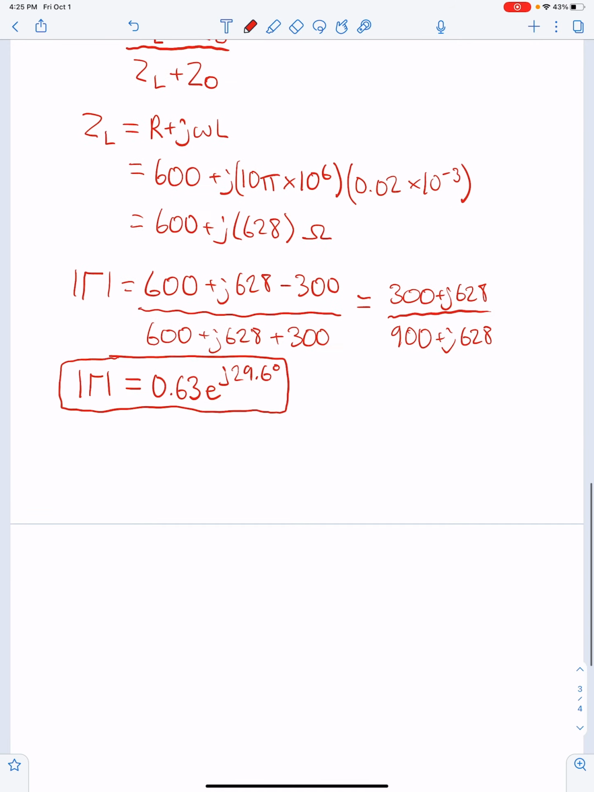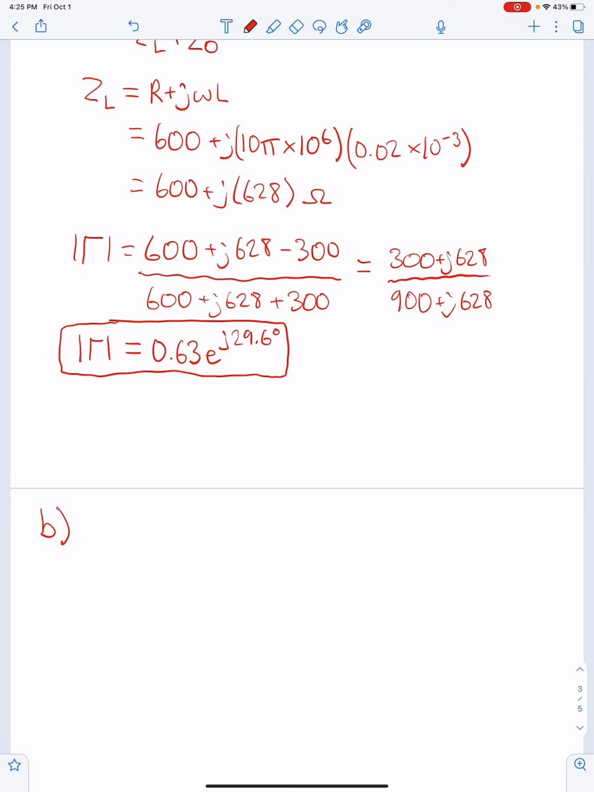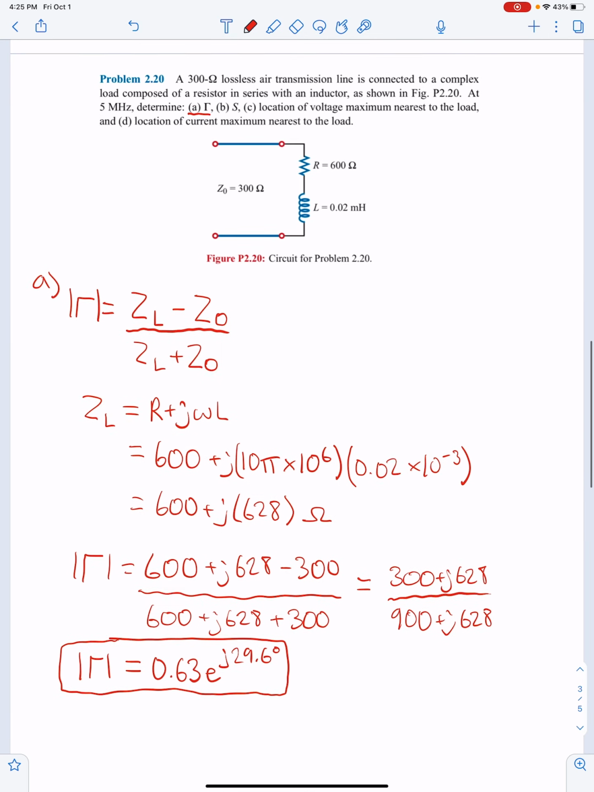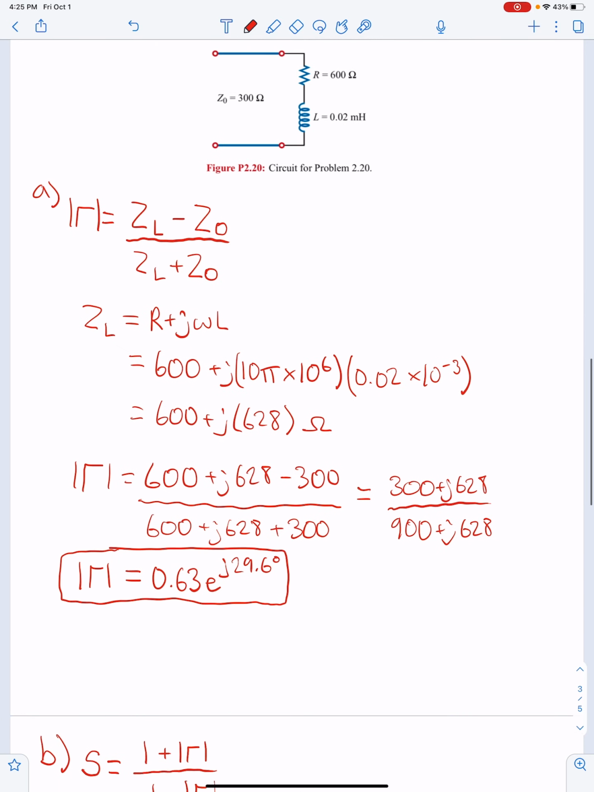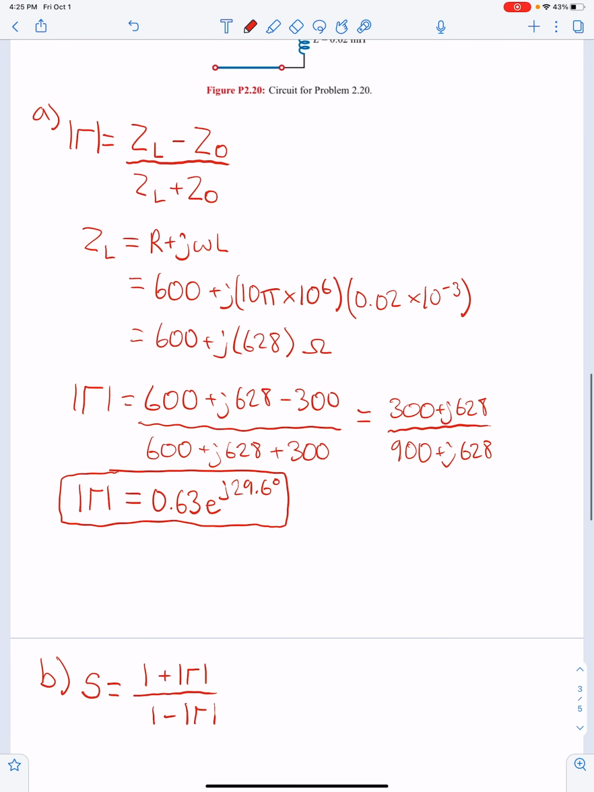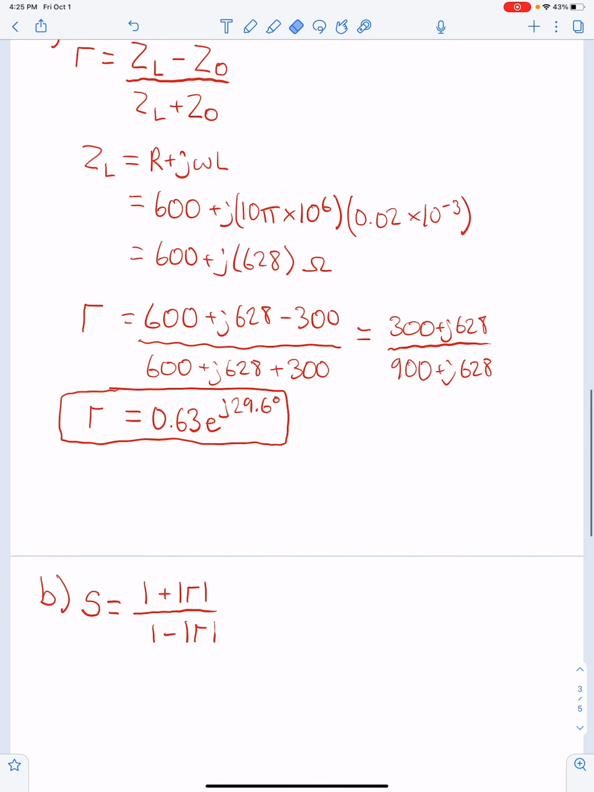Then we want to solve for our standing wave ratio, which now that we have our reflection coefficient should be pretty easy. I think I said magnitude here, and we're actually calculating for the full value. Yep, we are. So let's just pretend that those weren't there. You're just solving for your regular one because we actually have to take the magnitude here.